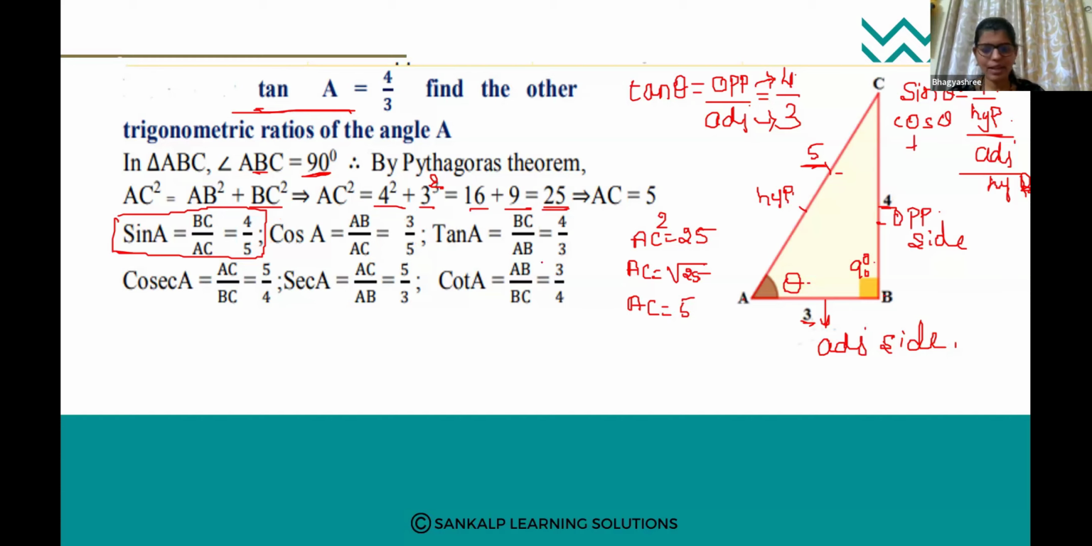Tan A is 4 by 3, already given. Cosec A means reciprocal of sin A. Sin A is 4 by 5, then cosec A is 5 by 4. In other words, it is hypotenuse divided by opposite, right? Hypotenuse AC divided by opposite side BC. AC value is 5, BC value is 4. Sec A means reciprocal of cos A, exactly the opposite. AC divided by AB, 5 divided by 3.